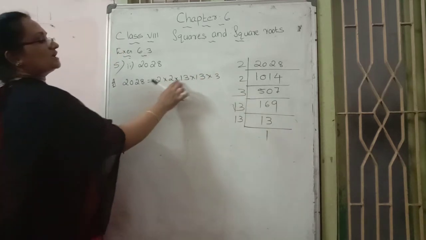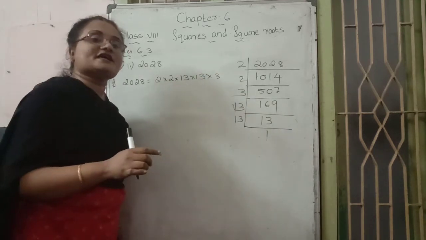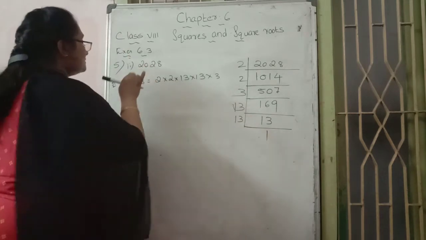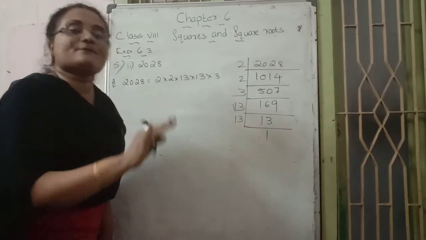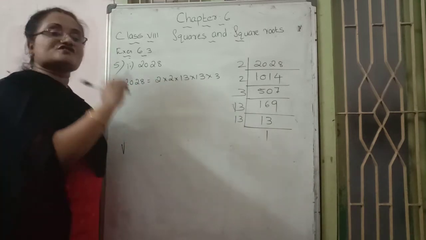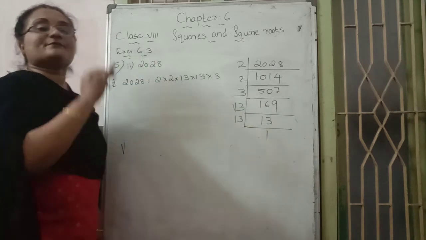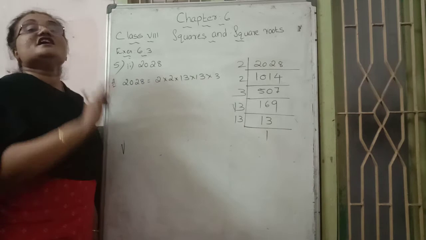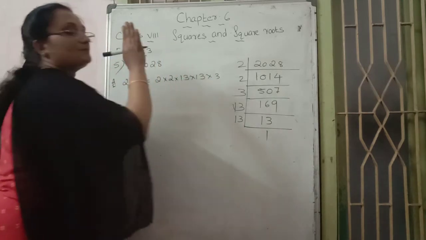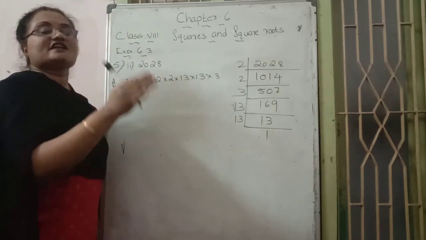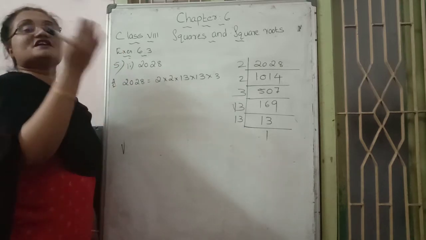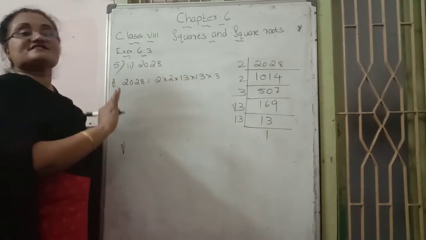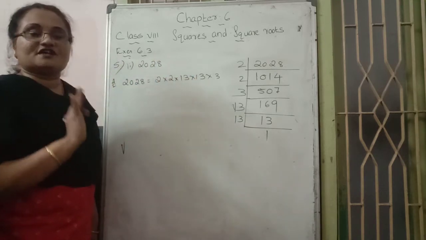See, 2 has a pair, 13 has a pair. Which number has no pair? 3 has no pair. What is the reason 3 has no pair? Because 2028 is not a perfect square. That is the reason. The question is asking how to make it a perfect square. So we understood which number is to be multiplied, then we get a perfect square. 3 is used, and here which pair is missing? The 3 pair is missing. That 3 is multiplied on both sides, the given number and the factor place. We get a perfect square.